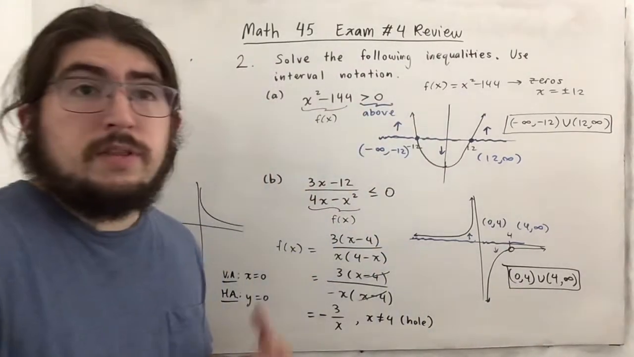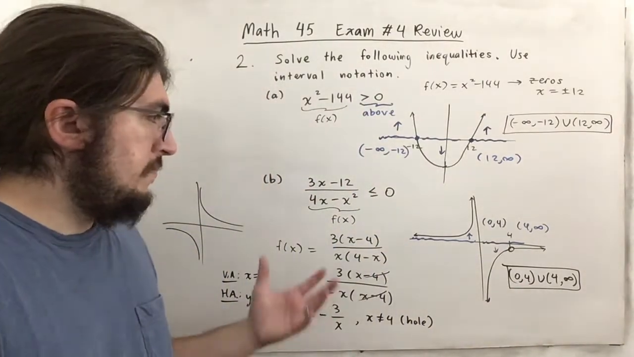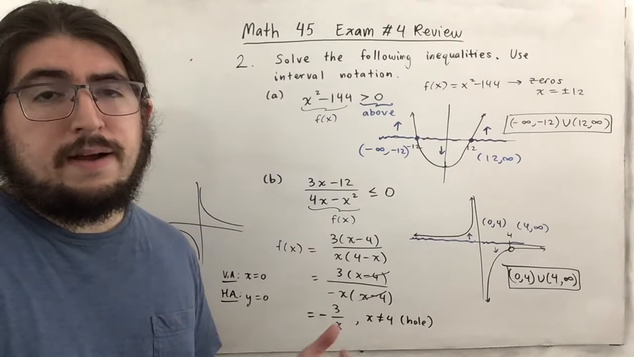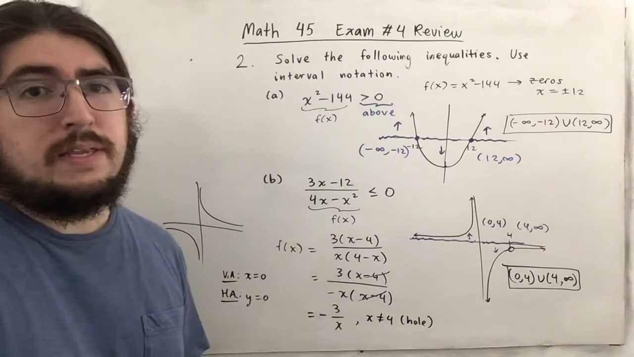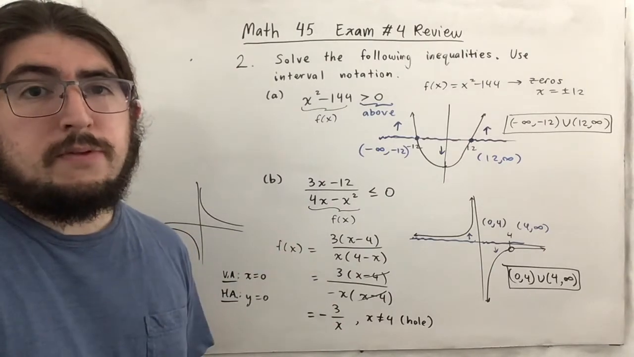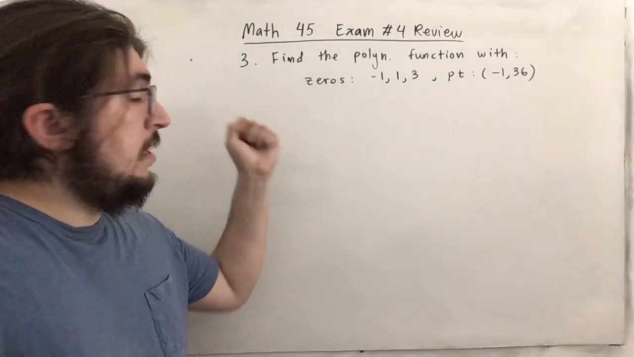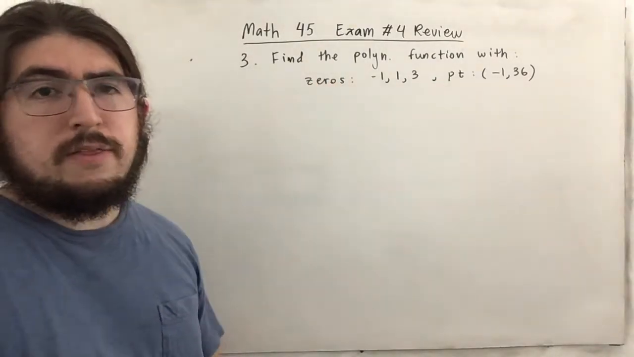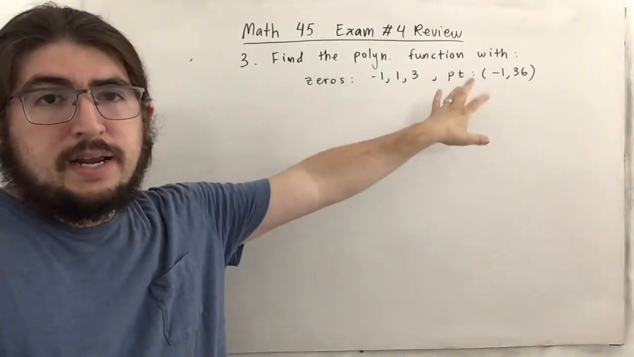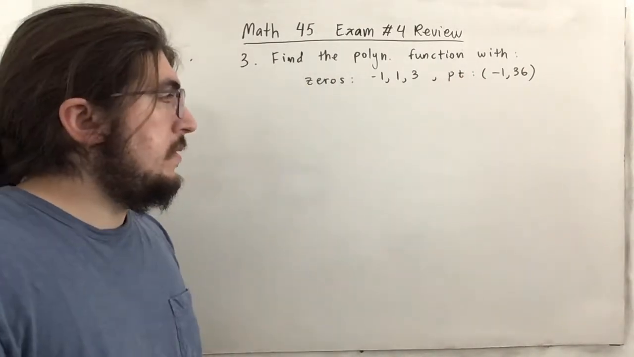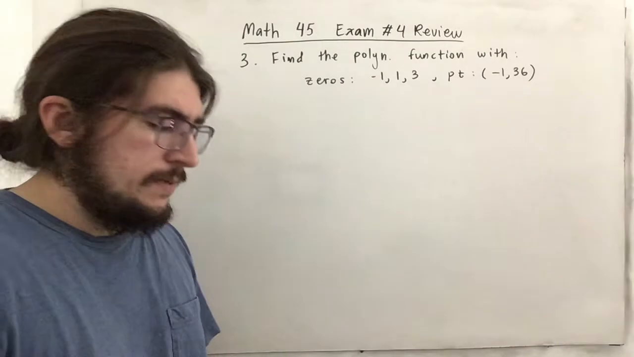So yeah, much shorter than the previous method, but again, we have to understand and know how to graph. That'll definitely help with this method in mind. So now moving on to number 3. Okay, so for number 3 here, we want to find the polynomial function with zeros negative 1, 1, and 3, and also satisfying that it passes through this point, 1, 36, or negative 1, 36.